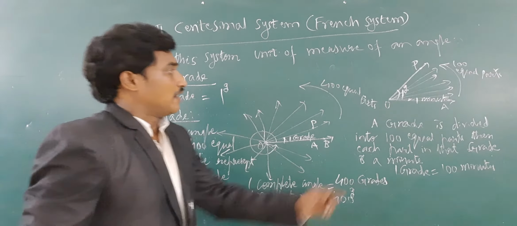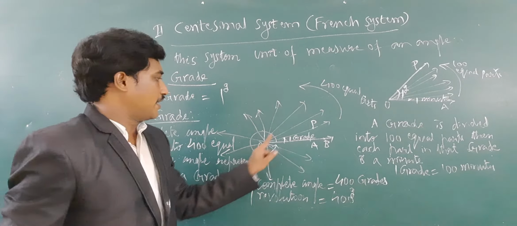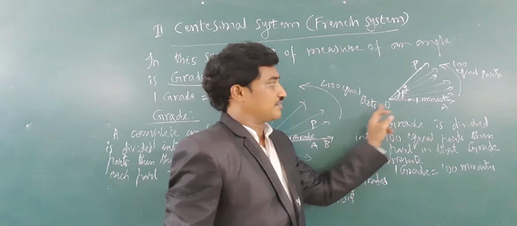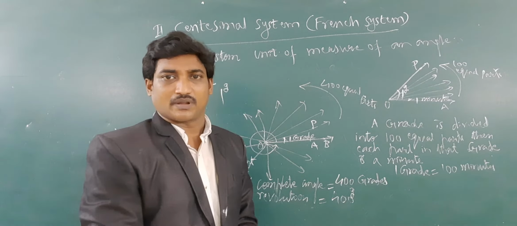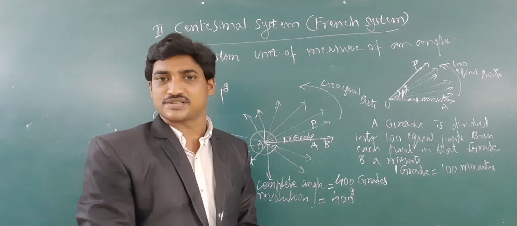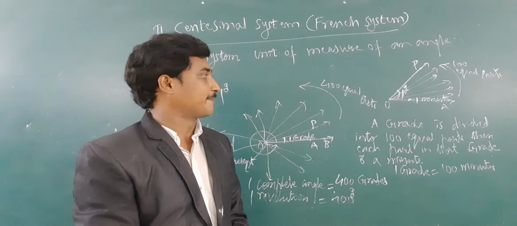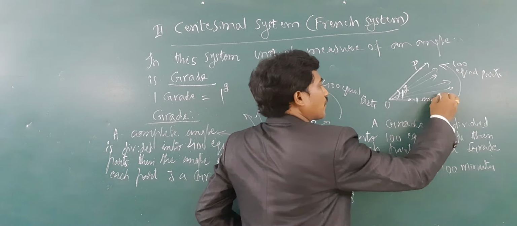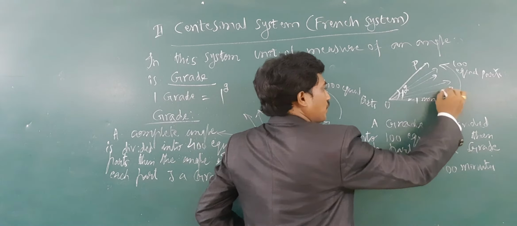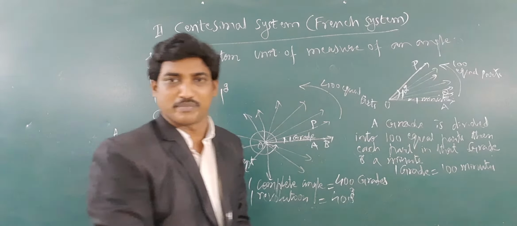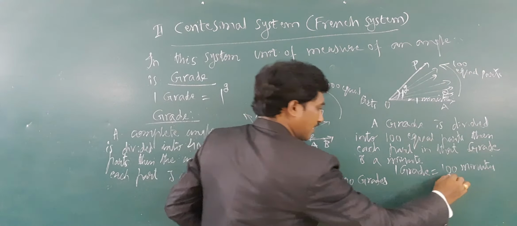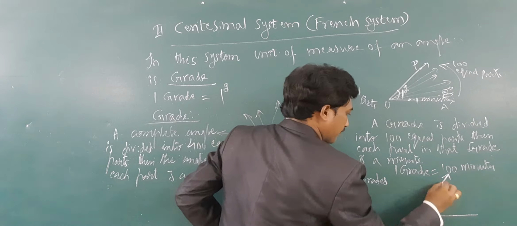Here POA, one grade is taken and it is divided into 100 parts. Each part is called a minute. Here I am writing QOA. It is a minute. I am representing QOA here.